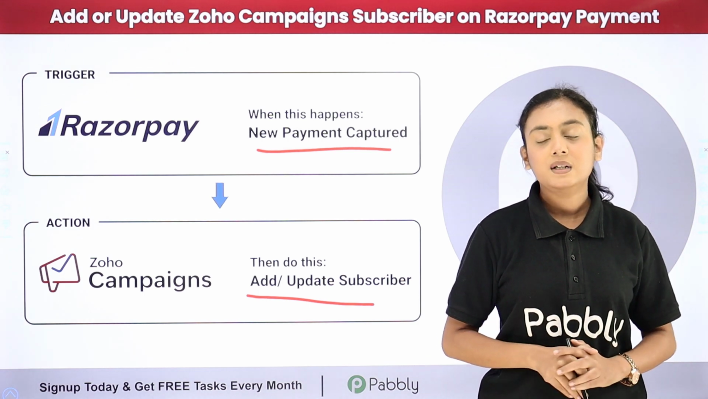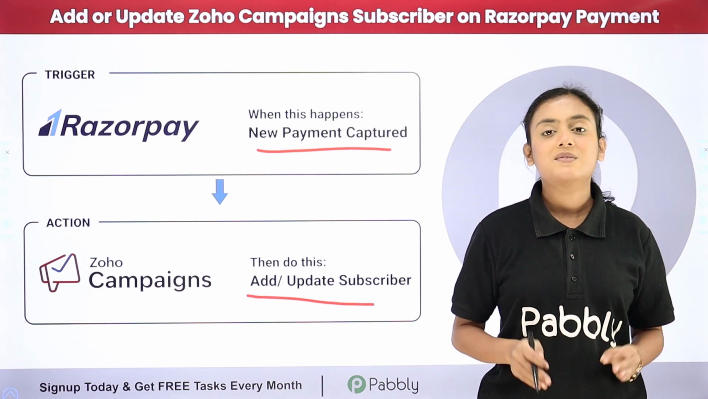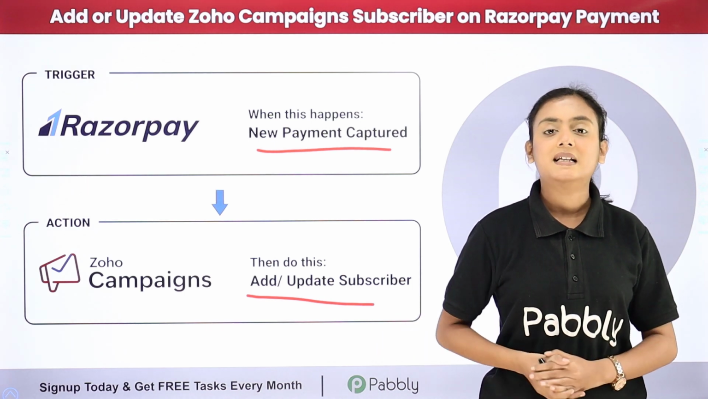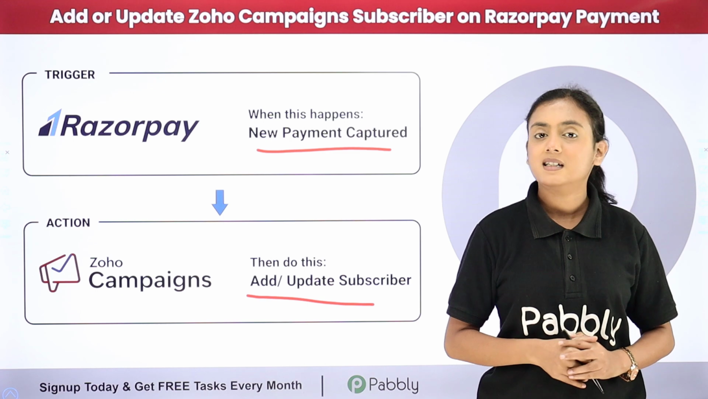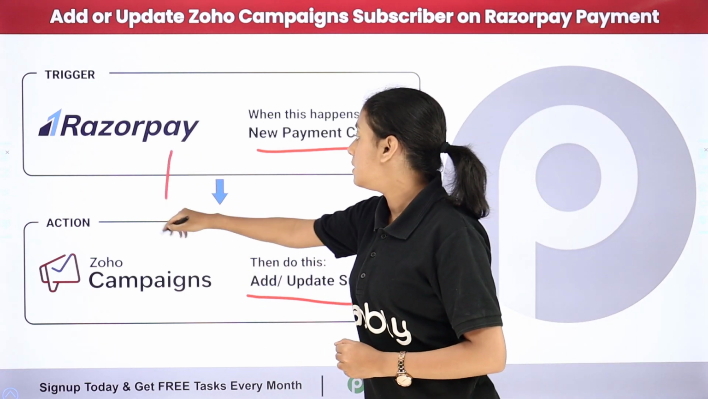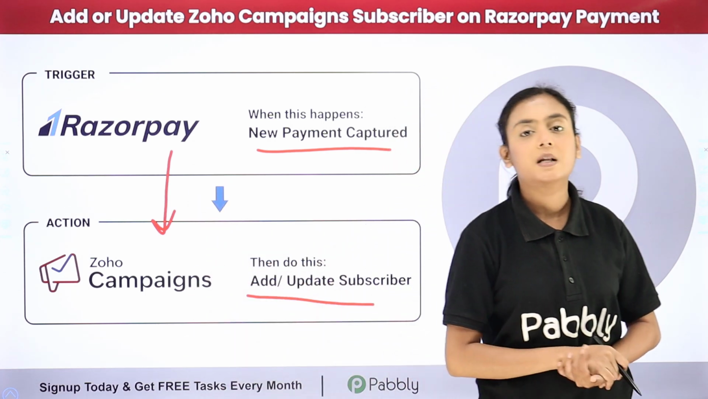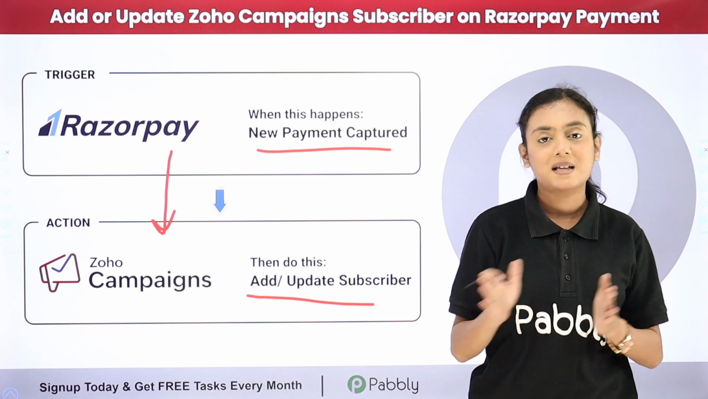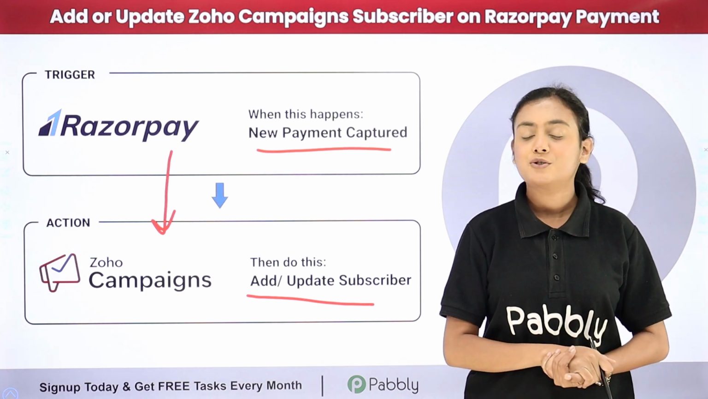Now doing this manually is very time consuming. So what I've done is I've simply automated this entire process with the help of Pabbly Connect, which is an amazing automation and integration software. And here in this automation, I'm going to build a connection between Razorpay and Zoho campaigns with the help of it. So if you also want to learn about this amazing automation process step by step, for that let me take you to my screen.